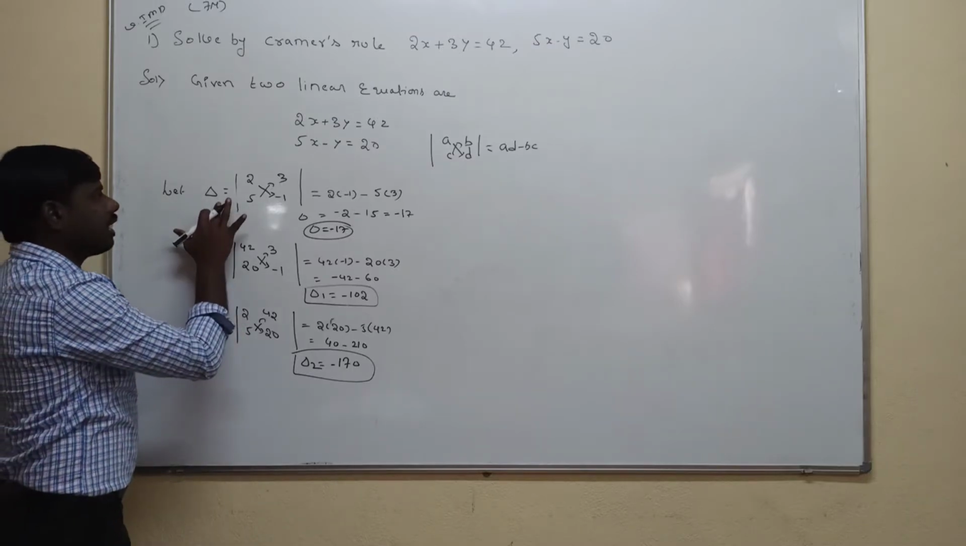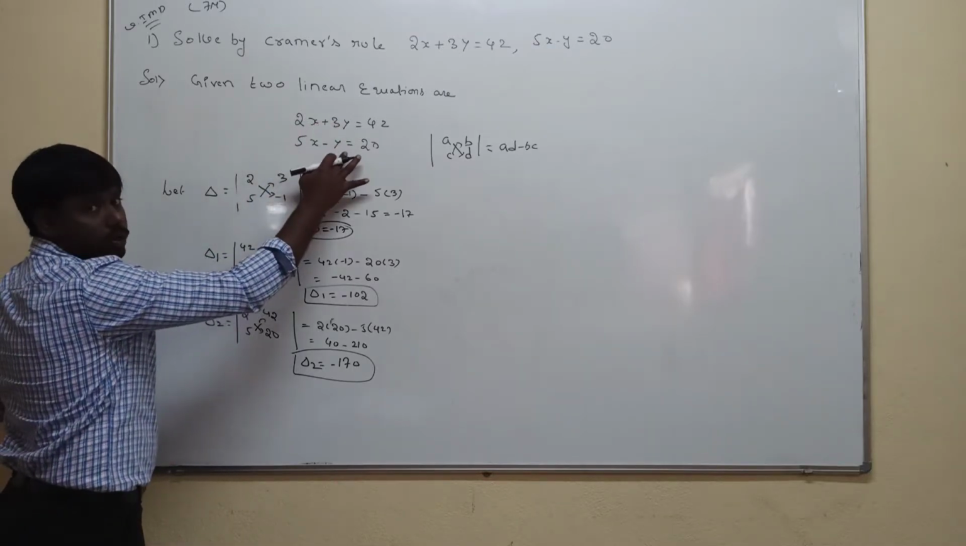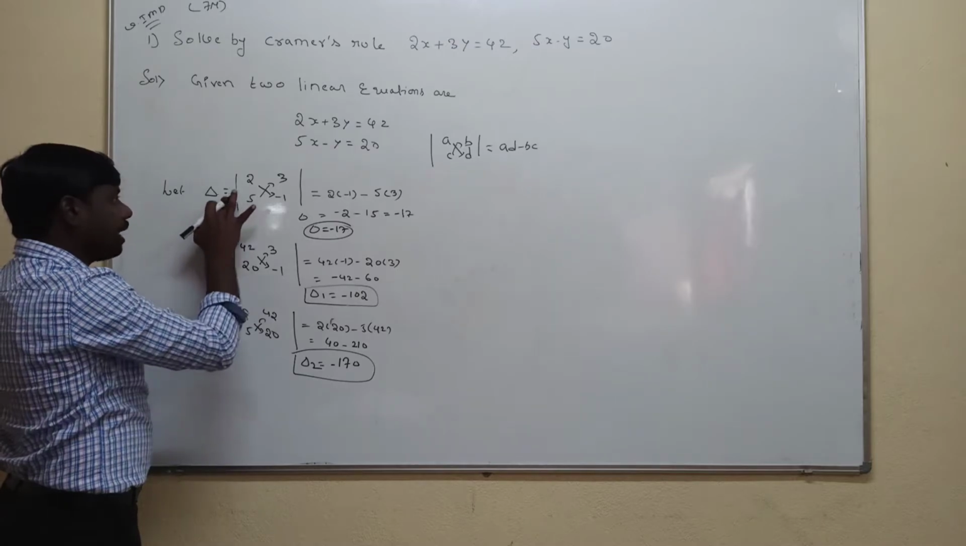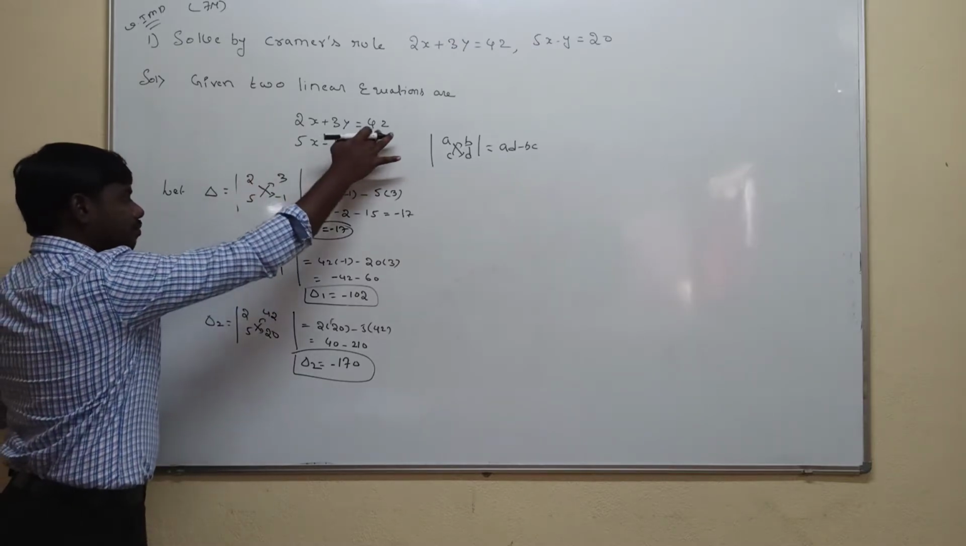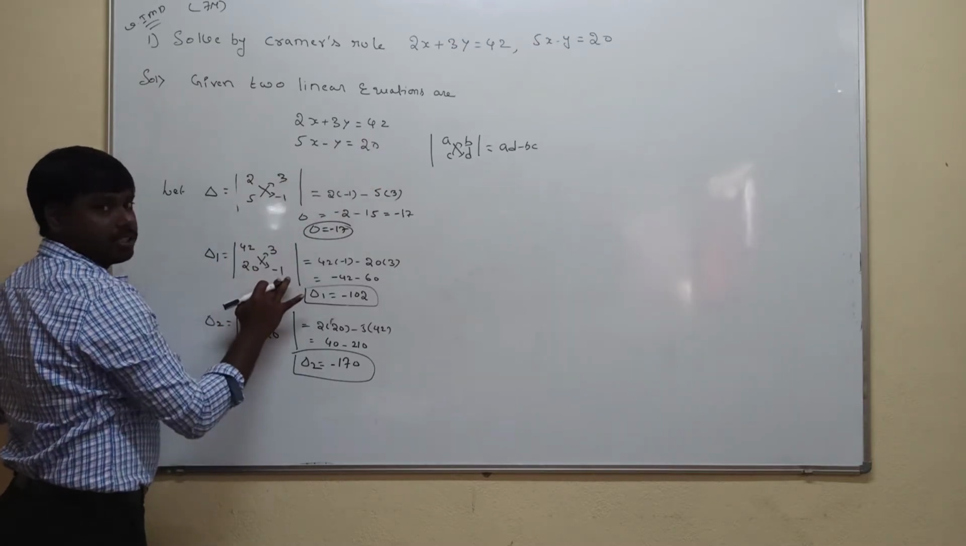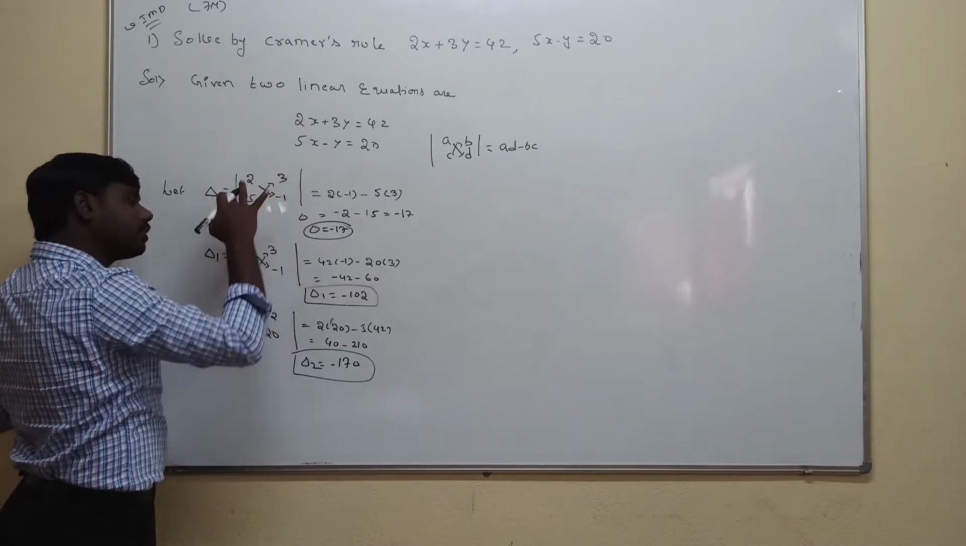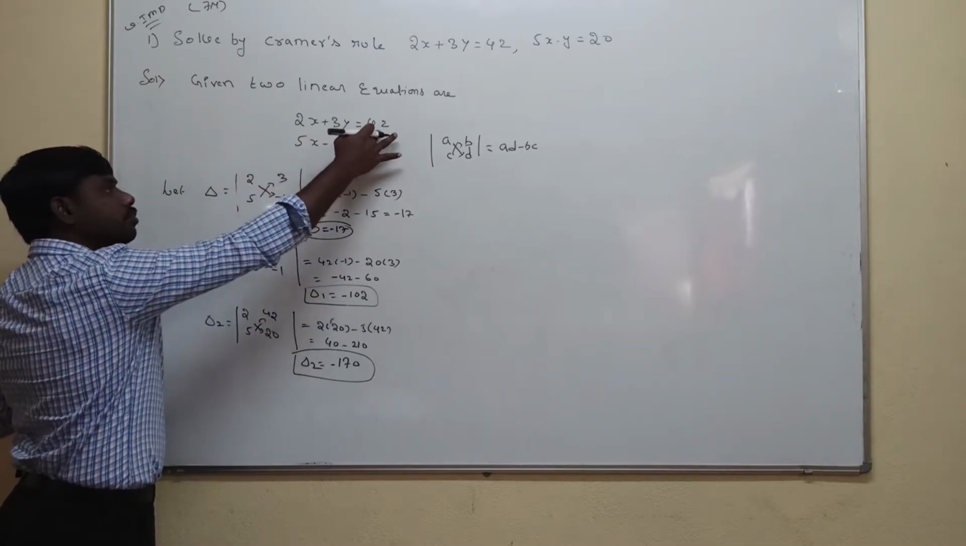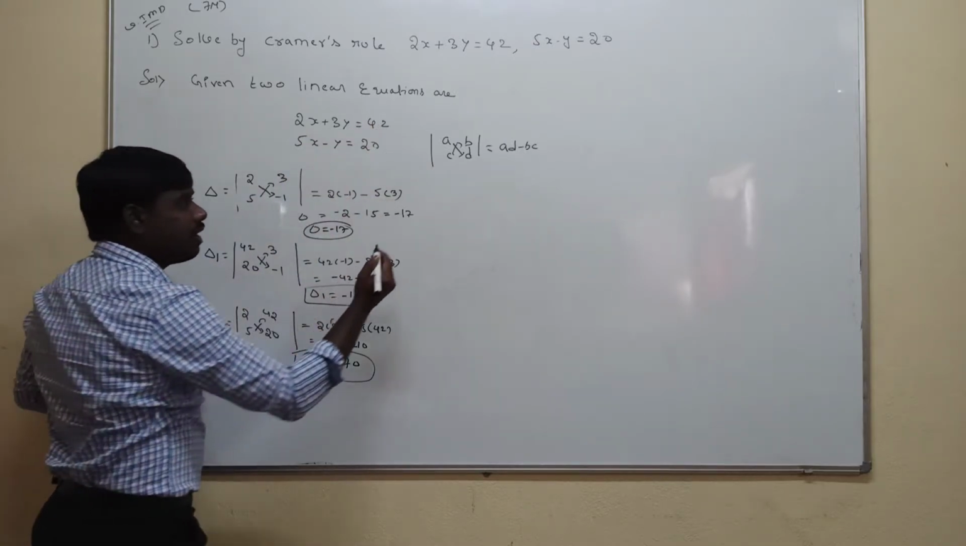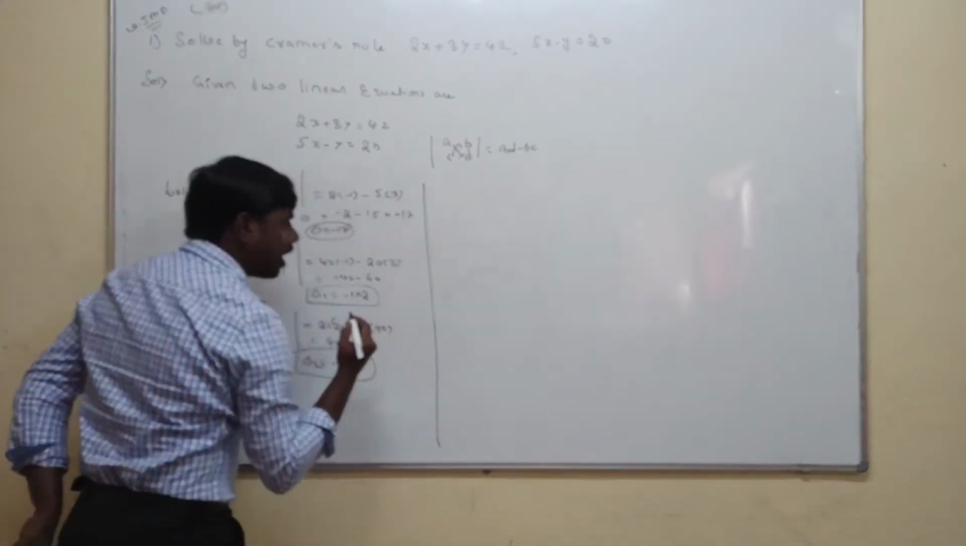Very easy. Delta means write the xy coefficient values. Delta 1 is from delta, with the first column replaced by 42, 20, and the other column as it is. Delta 2 is from delta with the second column replaced. Delta 1 is the first column replaced, delta 2 is the second column replaced. Substitute 42, 20. Finally, they are asking us to calculate the xy values.